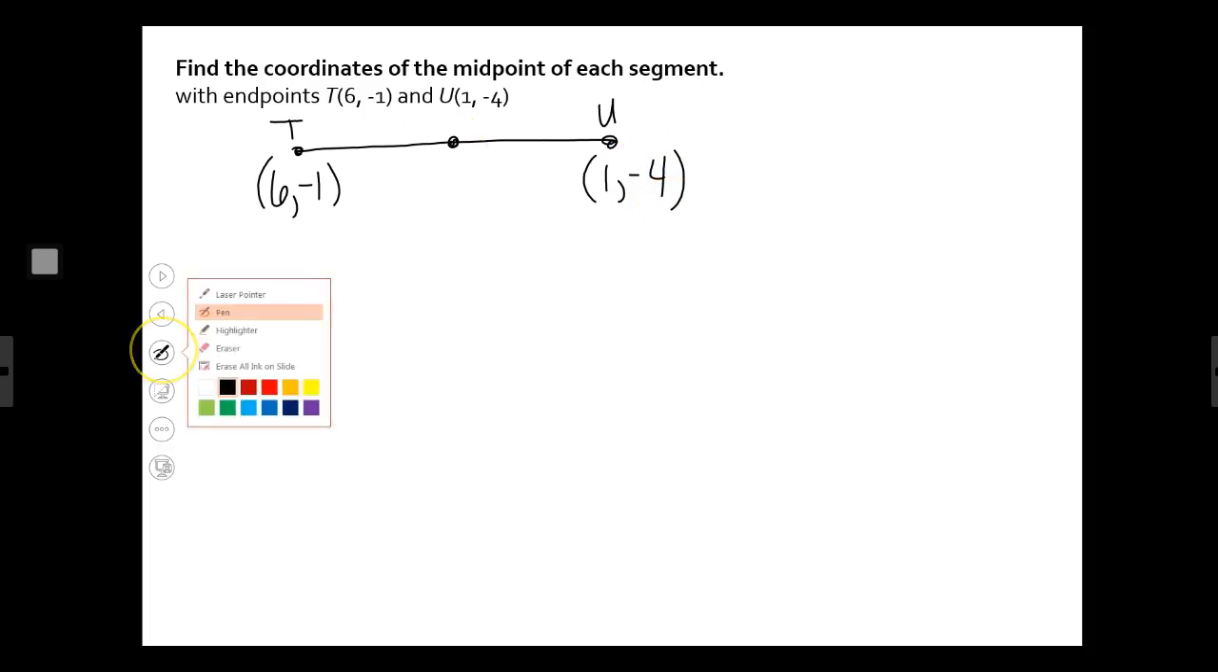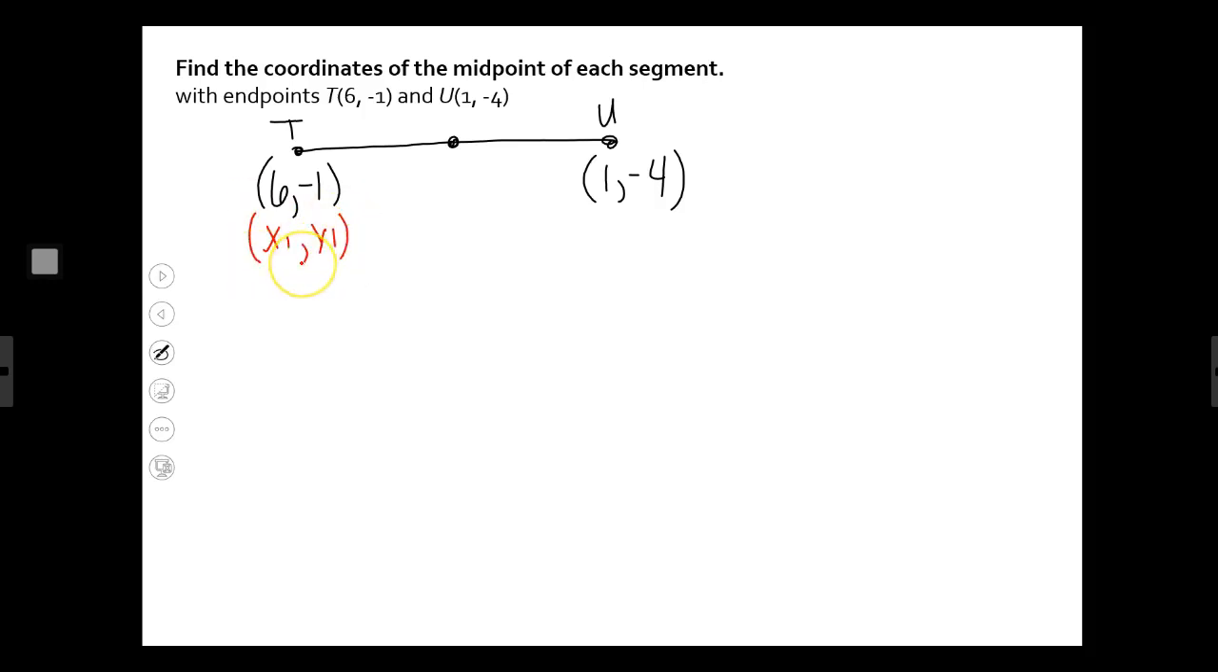Now we all know that we label it and it will make it so much easier for you. If you label your first endpoint as x1, y1 every time, your second endpoint is x2, y2, and your midpoint is always x, y. Always. So what are we looking for? x and y.